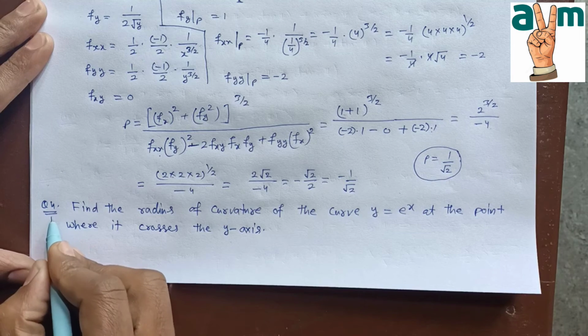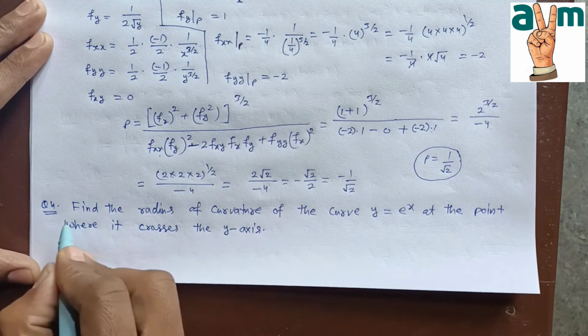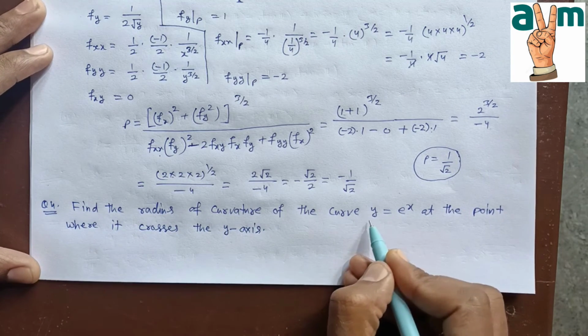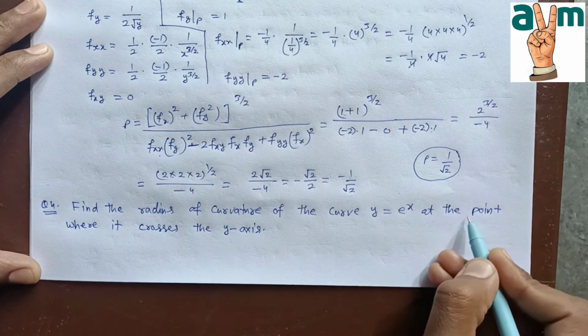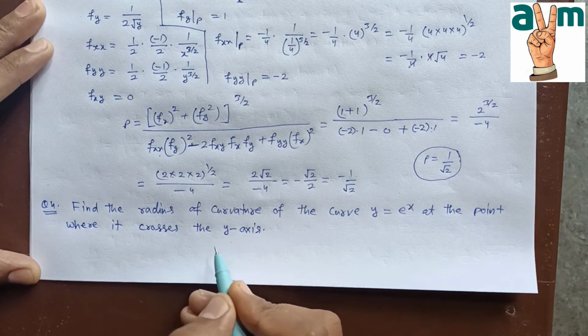This is our question number 4. Find the radius of curvature of the curve y is equal to e to the power x at the point where it crosses the y-axis.